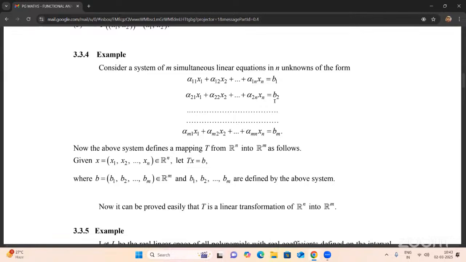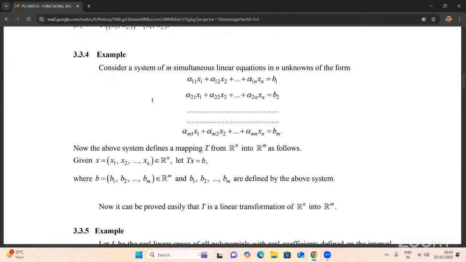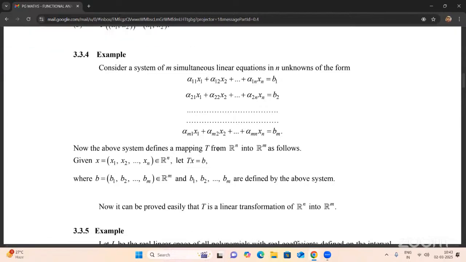So here the constant values are b1, b2, and so on up to bm, and the variables are x1, x2, and so on up to xn, and the coefficients are alpha 11, alpha 12, and so on up to alpha mn. This is the coefficient of the system. In the matrix relation, it is the coefficient matrix. Now, from the system we define a mapping: alpha m1 x1, alpha m2 x2, and so on up to alpha mn xn. Here there are n unknowns and m simultaneous linear equations.